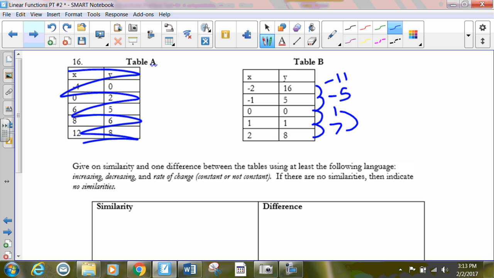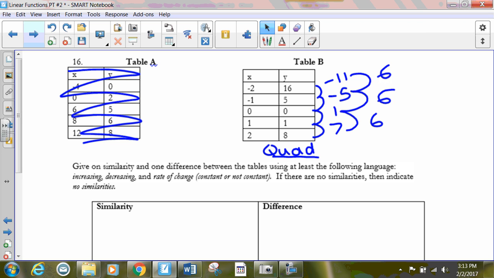7 minus 1 is 6. 1 minus negative 5 is 6. Negative 5 minus negative 11 is 6. Awesome. So we know the second table we're looking at is a quadratic table.